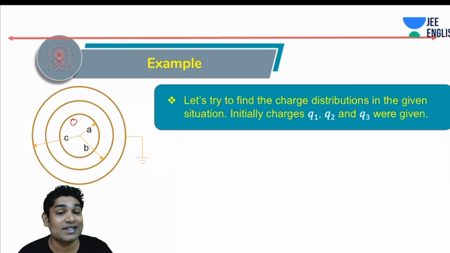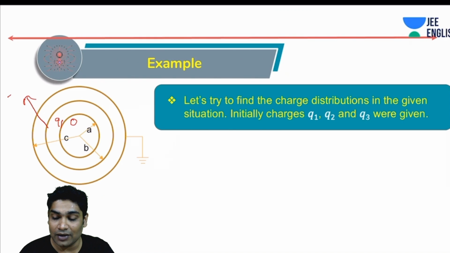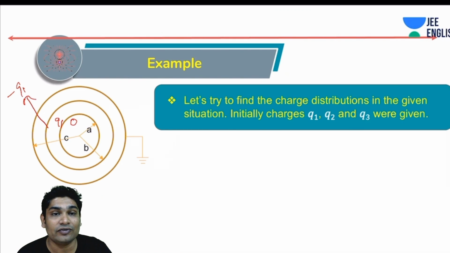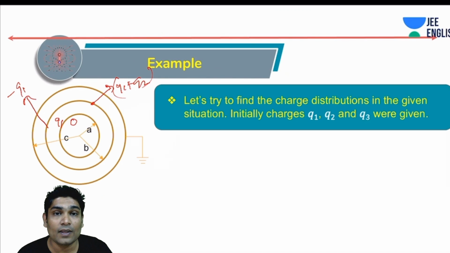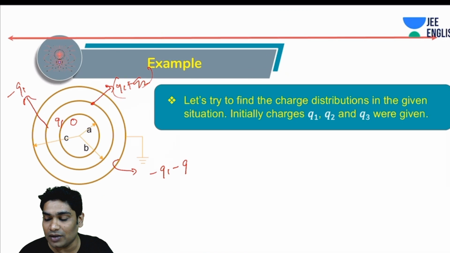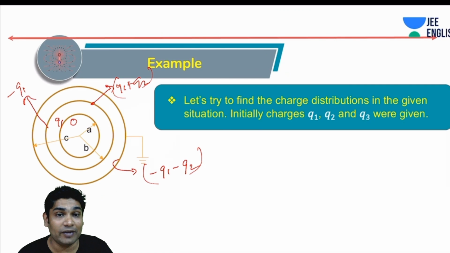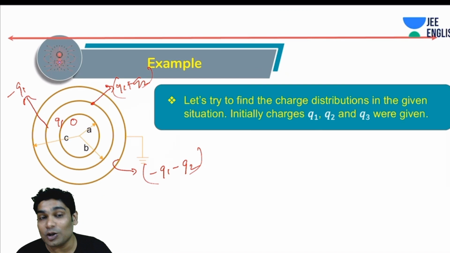It had q1. Since this is not connected to anybody, the entire charge q1 will appear on the outer surface. The moment plus Q1 comes here, a charge of minus Q1 will come on the inside surface of the next shell, and the total charge on this shell was Q2, so a charge of plus Q1 plus Q2 will appear on its outer surface. Since plus Q1 plus Q2 is appearing here, the inside wall of the outermost shell will have a charge of minus Q1 minus Q2. Everybody following that?